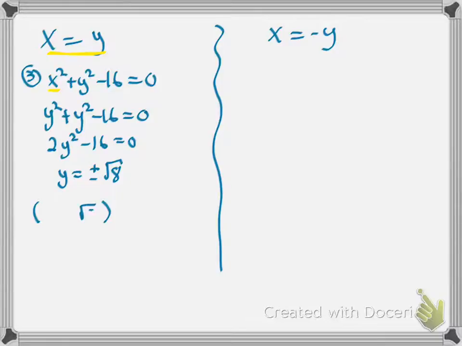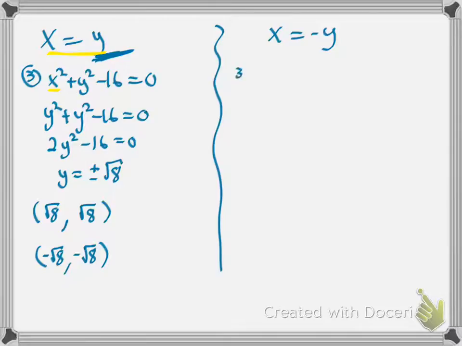If y is the positive square root of 8, then x, in this case, we're looking again at x equals y, which means x would have to be the same thing. Another ordered pair was where y is the negative square root of 8. But again, x has to be y, so x would have to be the same thing, which would be the negative square root of 8. So there's a couple of ordered pairs I got.